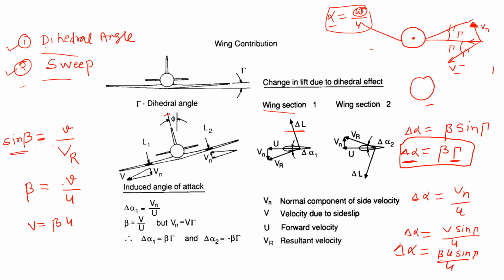Imagine this: if your wings are level, not inclined at any angle, and you have a side velocity, you don't experience any angle of attack. But when your wings are like this, there is a gamma, and one component of this side velocity will hit the wing directly, and it will help in production of this angle of attack, delta alpha. So that delta alpha we have computed fundamentally. This is one of the factors, dihedral. It affects stability, and the other factor is the sweep.